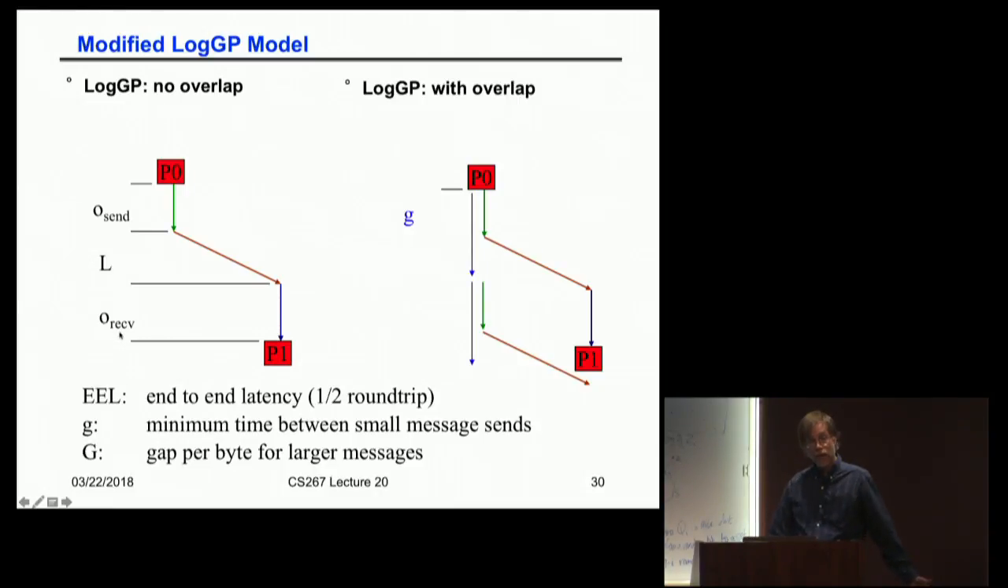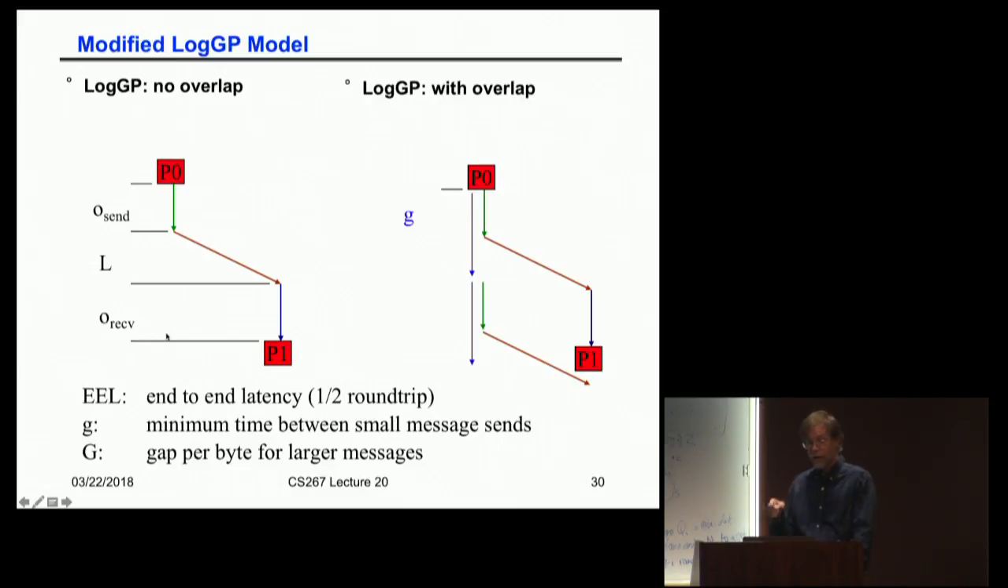So how much time is available for processor 0 to do useful work here? It's pretty clear that during the overhead of sending, it's busy, it can't do any useful work. But during this time, latency plus receive overhead, that time could be spent doing useful computation by P0.